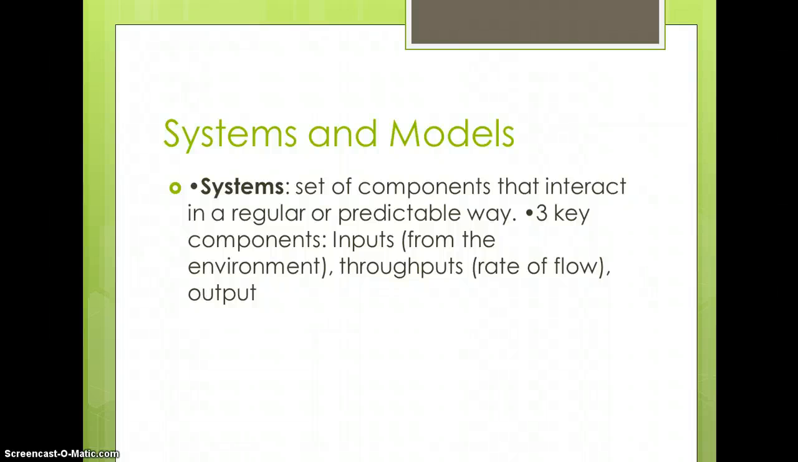This is the second lecture of Chapter 2 on Science, Matter, and Energy. Today we're going to talk about systems. A system is a set of components that interact in a regular or a predicted way.